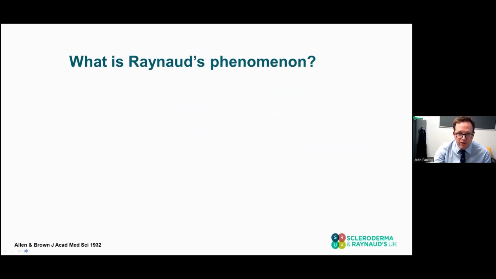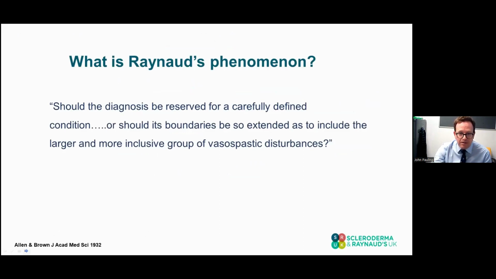So what is Raynaud's phenomenon? There were clinicians in the early 20th century who really sat down and tried to get to grips with this particular issue. And they asked this question: should the diagnosis be reserved for a carefully defined condition, or should its boundaries be so extended as to include the larger and more inclusive group of vasospastic disturbances?